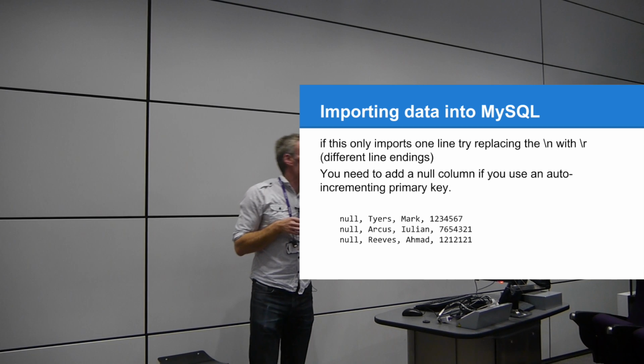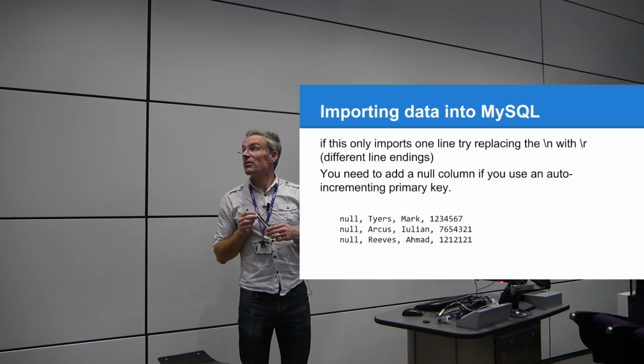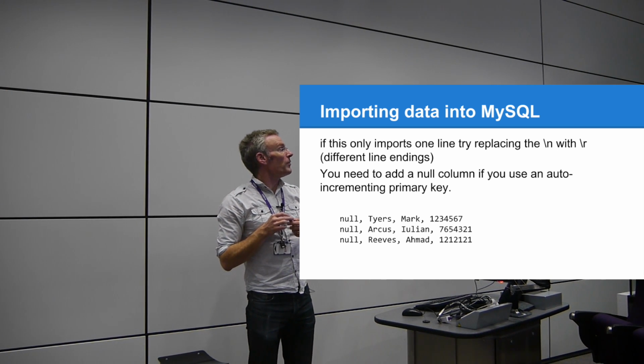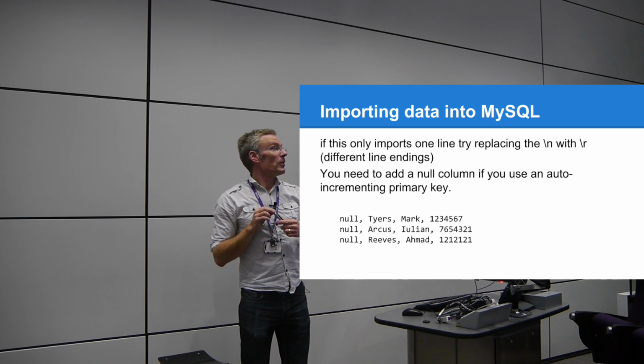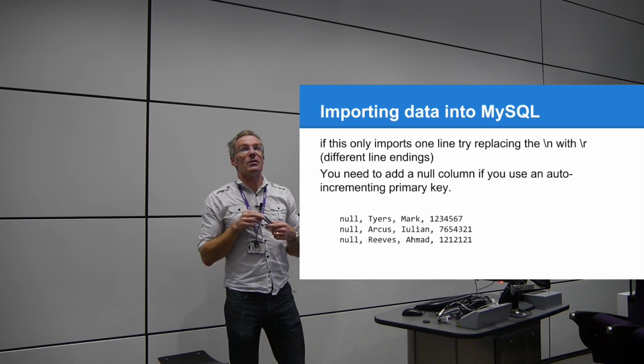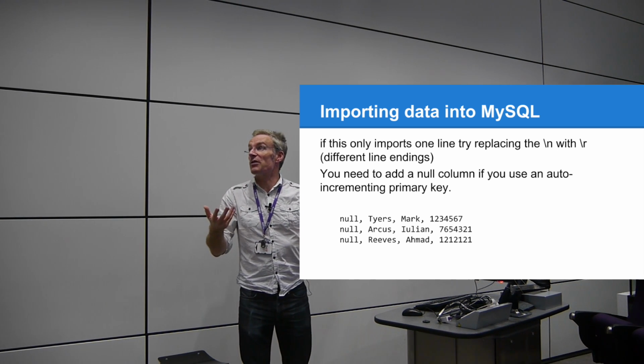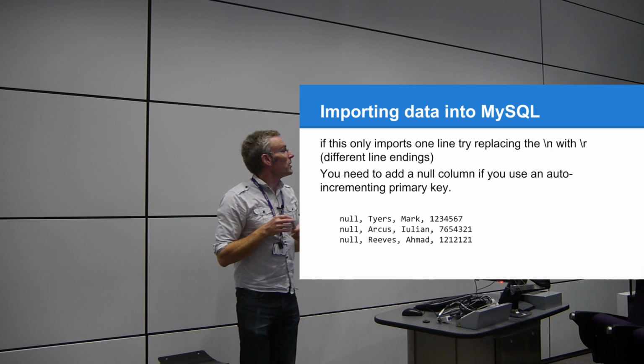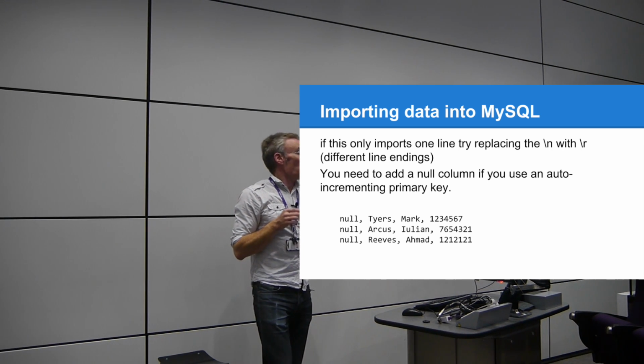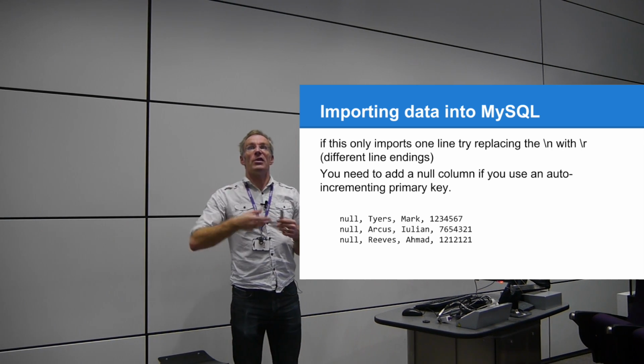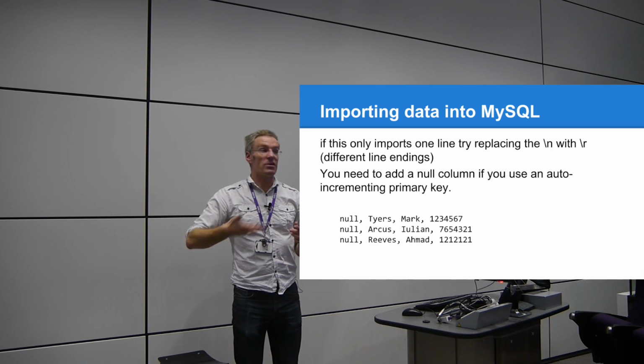Oh, by the way, because my ID was auto-increment, look at the first column of my CSV file. I don't want to specify an ID because I want the server to give me an ID for that record. So I put null in there, in the CSV file. And the server will then generate the ID for it when it inserts the record.